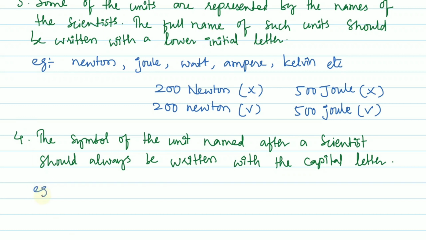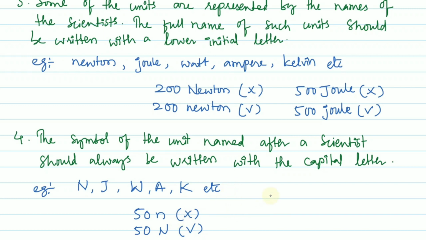Let's take an example. Symbol of a unit named after scientists: newton, symbol is capital N. Joule, symbol is capital J. Watt, symbol is capital W. Ampere, capital A. Kelvin, capital K. And so on. If we are writing it as 50 newtons of force is applied on a body, it should not be 50 n. This is the wrong method of representing. It should be 50 capital N. It is the correct method. Like 300 joules of work done. 300 small j, this is the wrong method. It should be represented as 300 capital J. This is the correct method.